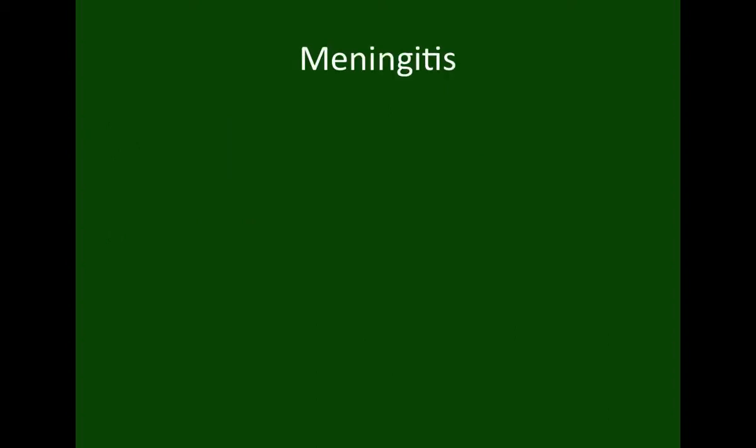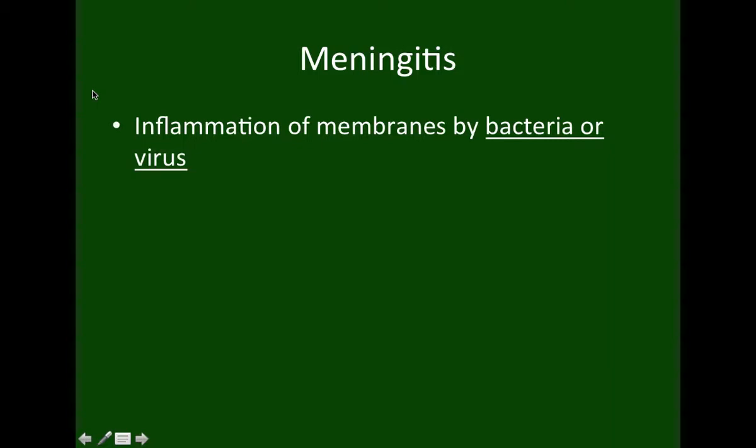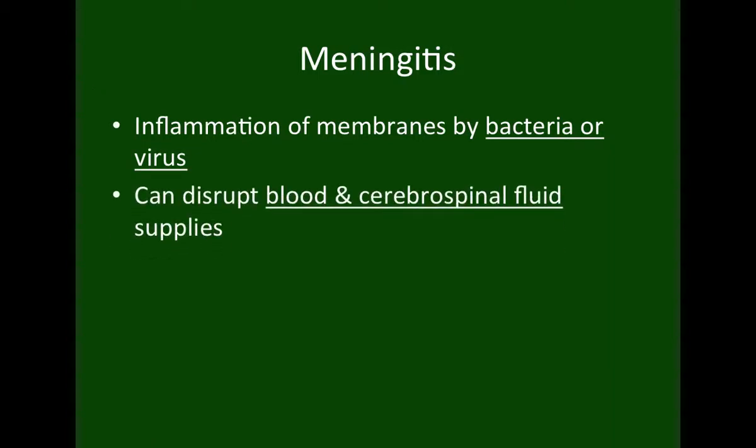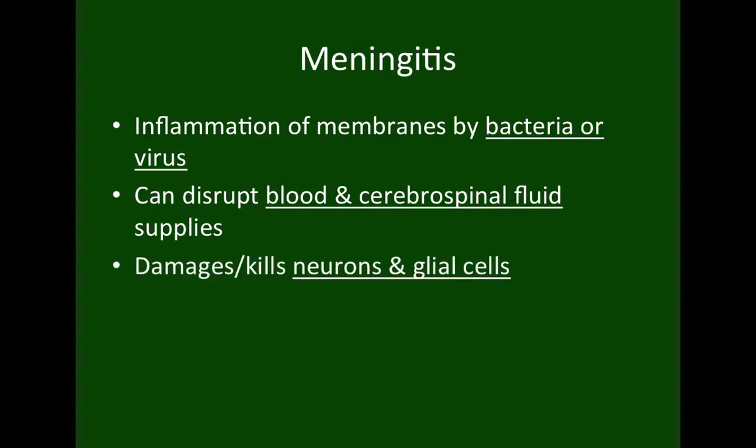This brings us to our main disease of the meninges, which is called meningitis. Anytime you have the itis, it means inflammation of, and that's what meningitis is. It's inflammation of the meninges, and it is caused by a bacteria or a virus. When this inflammation happens, it can disrupt both the blood flow as well as the cerebrospinal fluid flow and supply. That leads to damage or death of the neurons and glial cells. It sounds really bad. It is really bad. You don't want to get this.